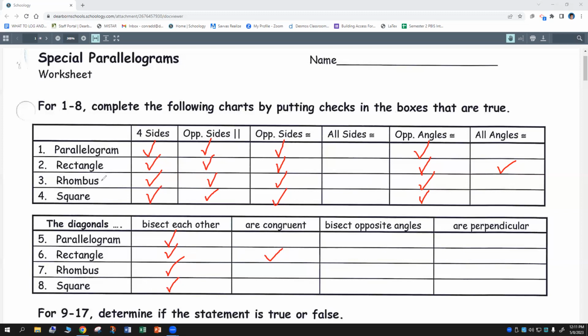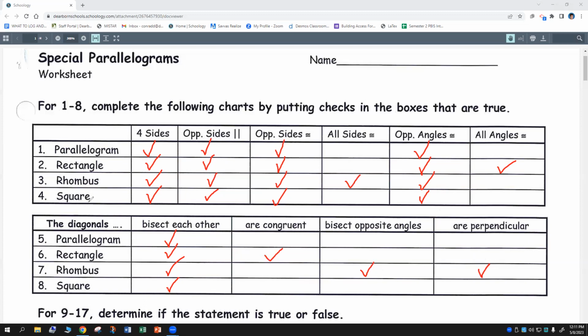All right, let's do rhombus. A rhombus is a parallelogram with 4 congruent sides. So we need to check that box off. Okay. And we know that the rhombus has, their diagonals bisect opposite angles, and the diagonals are perpendicular.